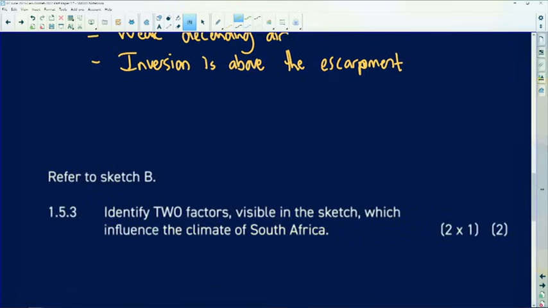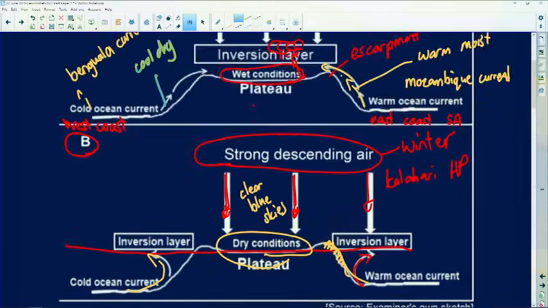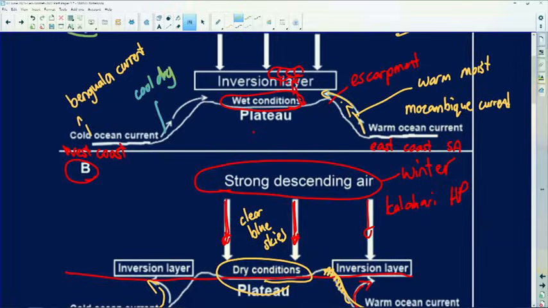If we look at sketch B, identify two factors visible in the sketch which influence the climate of South Africa. Now, the first one, and you've learned this in grade 10. Let's quickly go over these factors that influence the climate of South Africa.